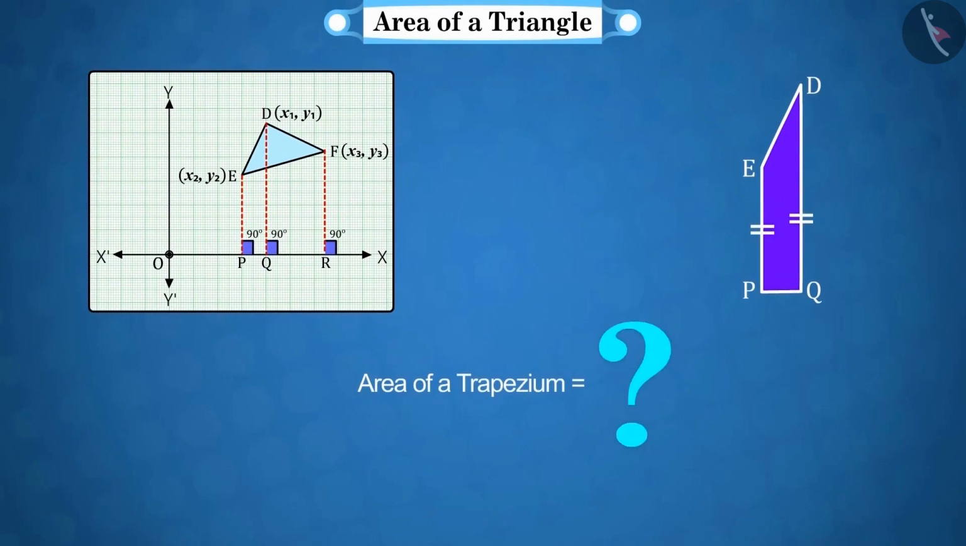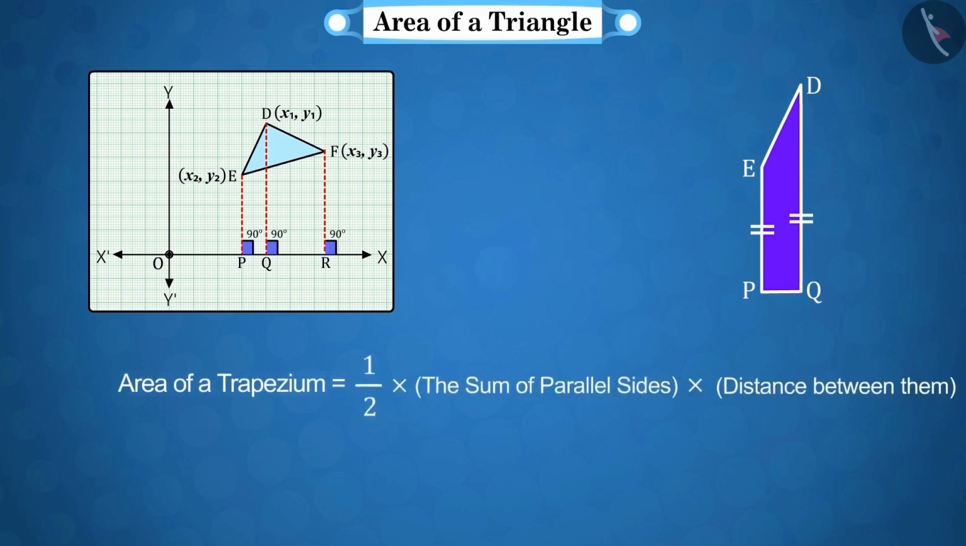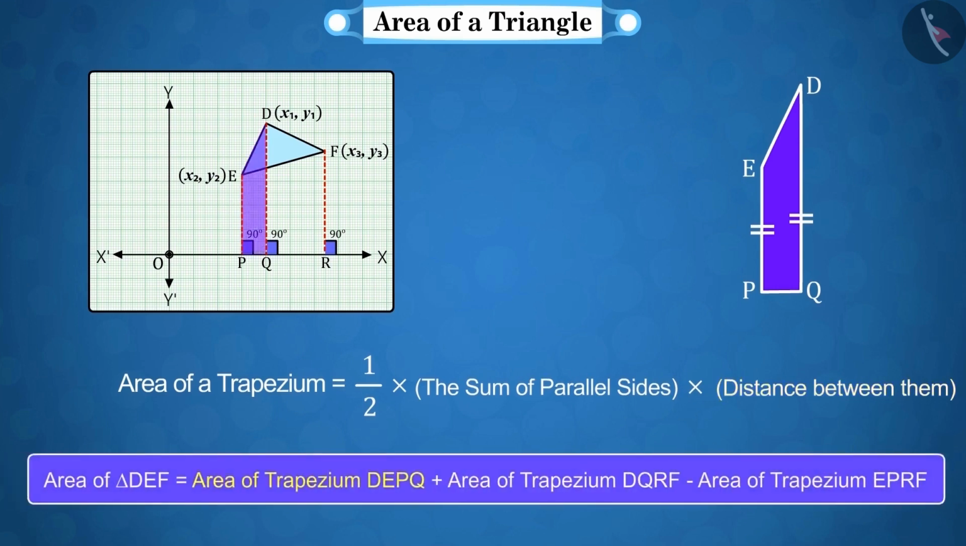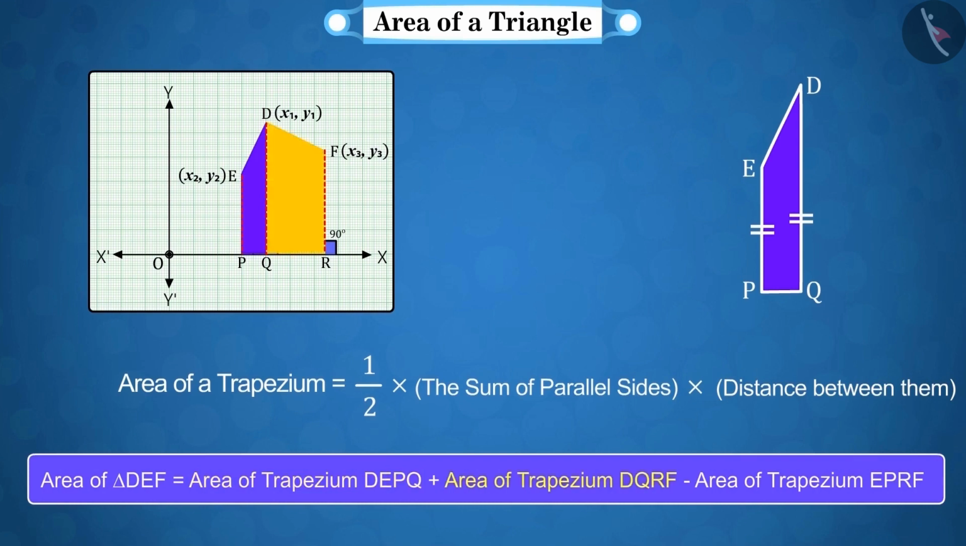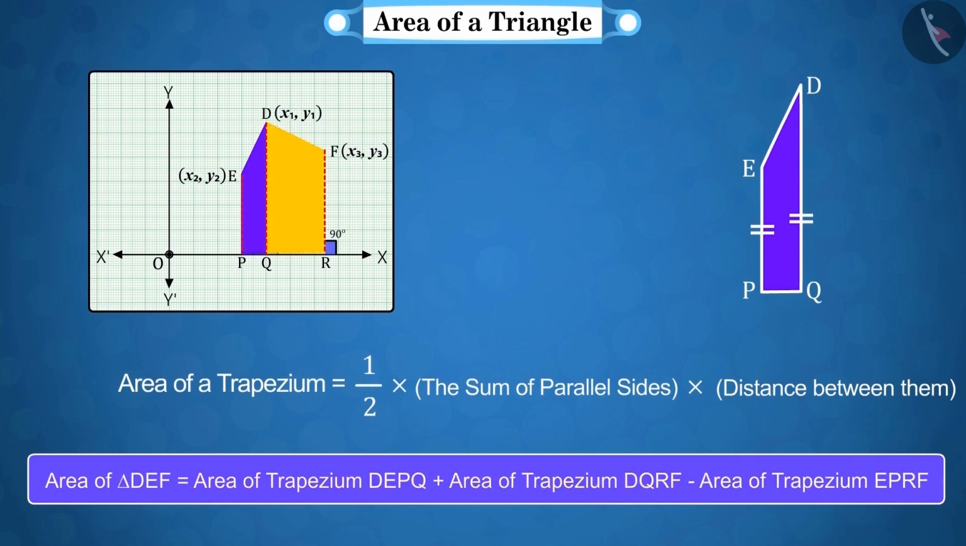Can you tell what is the formula of the area of a trapezium? Good! The formula to find the area of a trapezium is 1/2 the sum of the parallel sides multiplied by the distance between them. If we add the areas of trapeziums DEPQ and DQRF, we get the area of the whole figure.